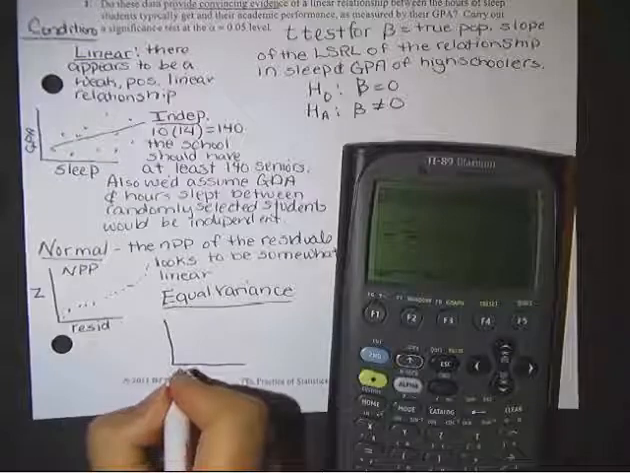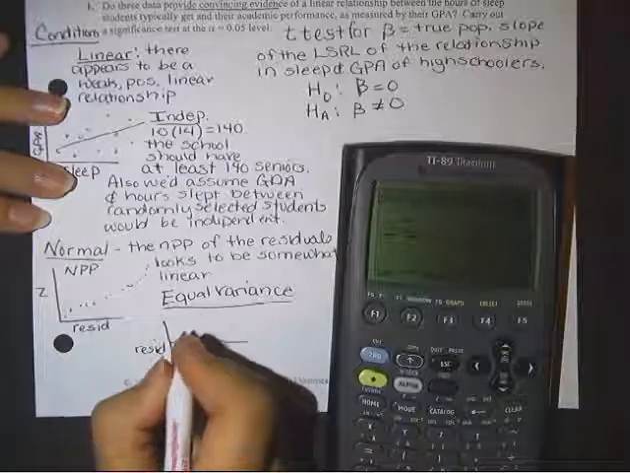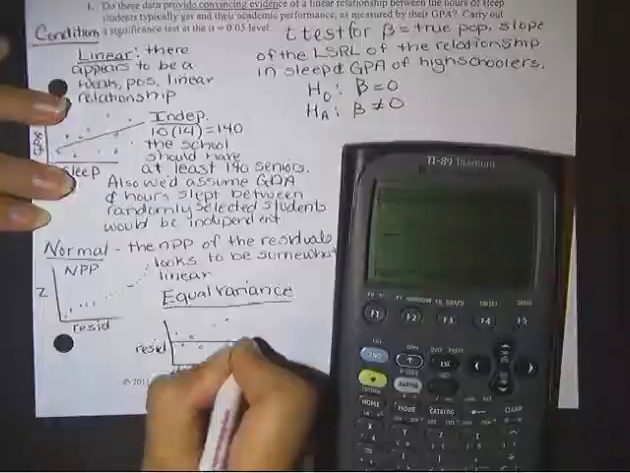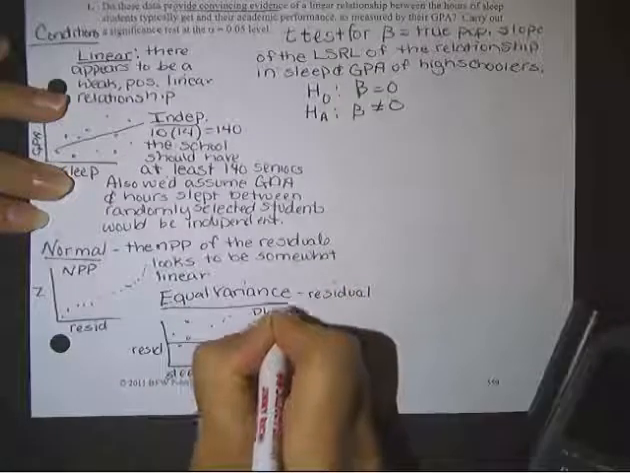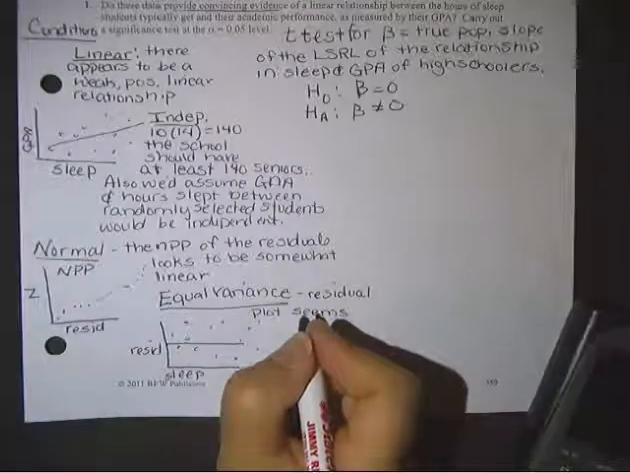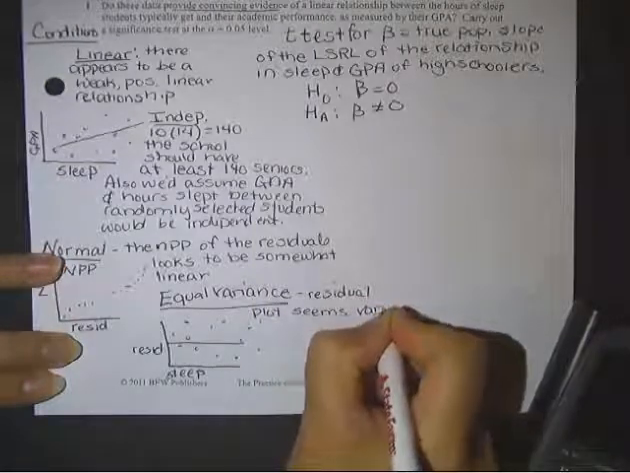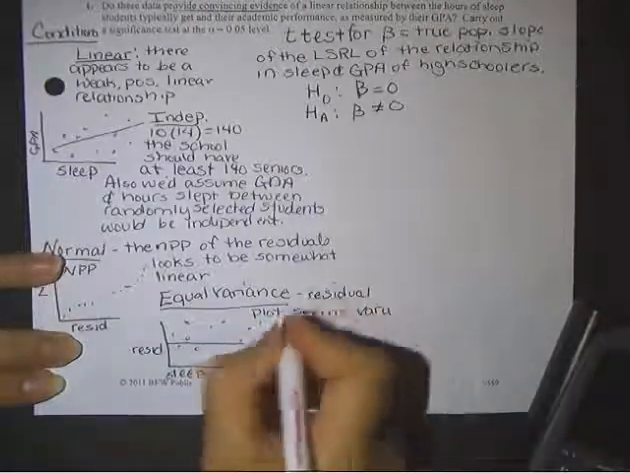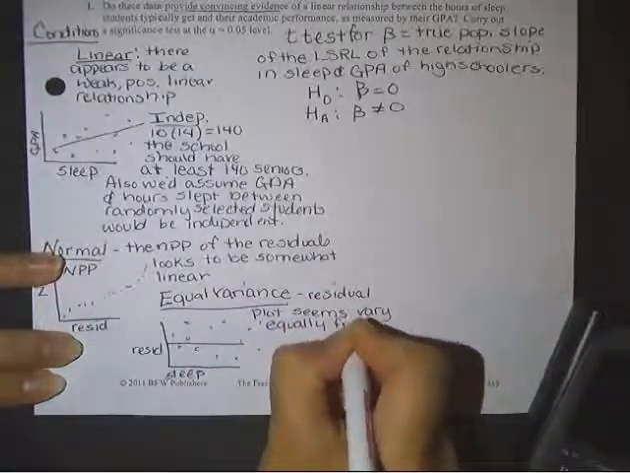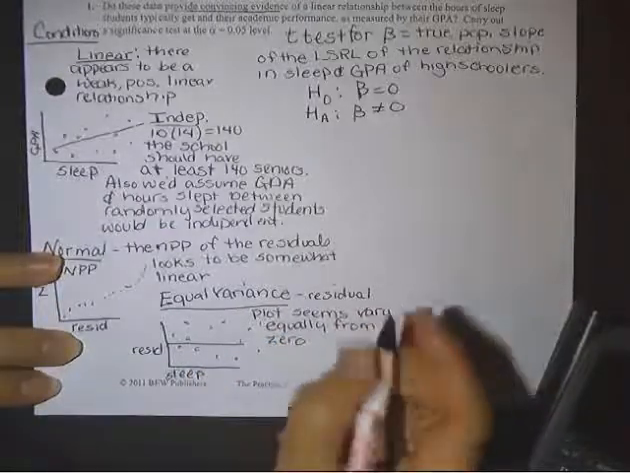This is sleep. This is residuals. Sketch it out best I can. And we'll talk about how the residual plot seems to vary equally from 0 for all values of sleep, at least all the values that we have.